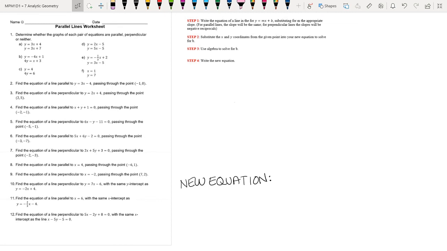Question number 12 reads, find the equation of a line perpendicular to 5x minus 2y plus 8 equals 0 with the same x-intercept as the line x minus 5y minus 5 equals 0.